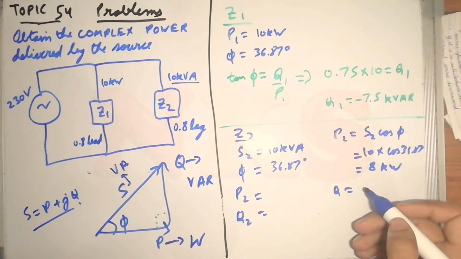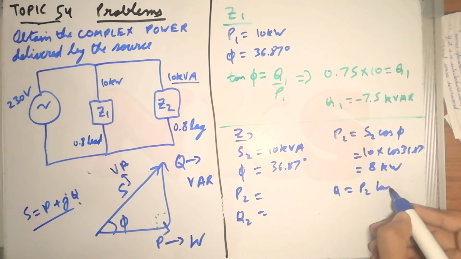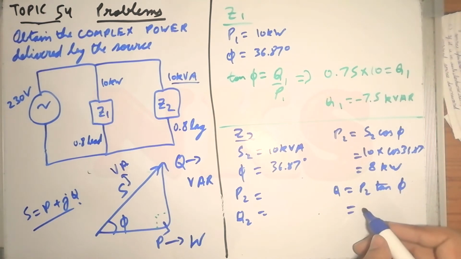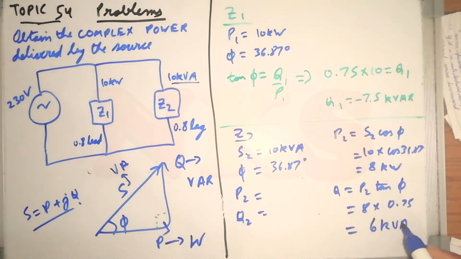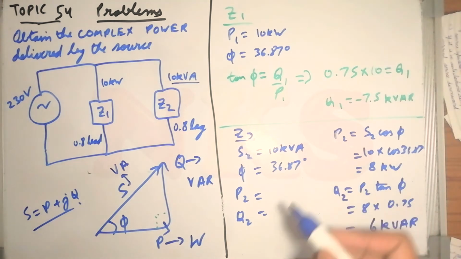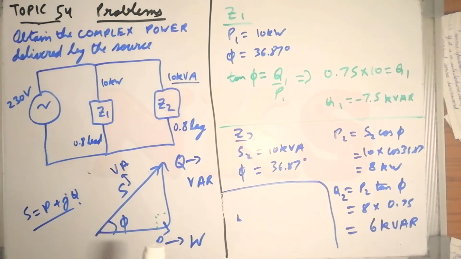Q2 can be written with the above expression only, P2 tan phi. So P2 is 8, into tan phi, which is 0.75. It will come out to be 6 kVAR, and this time it is positive because it is a lagging load. That is very important. That is why this question is important, because people usually get confused about the signs of Q1 and Q2, what sign we have to take. That is why I have taken this problem. So my complex power absorbed by both the loads will be given by what?